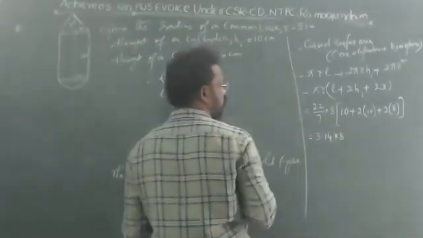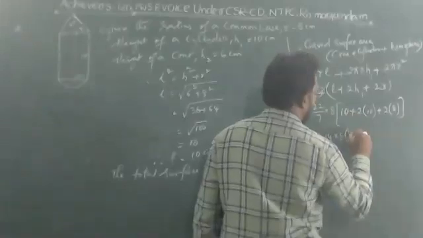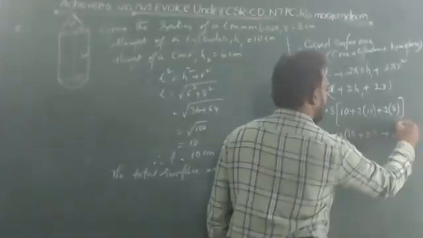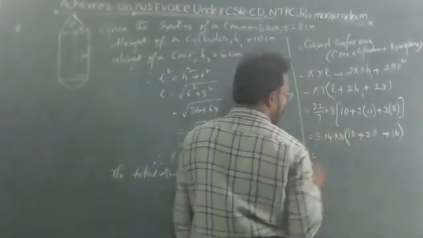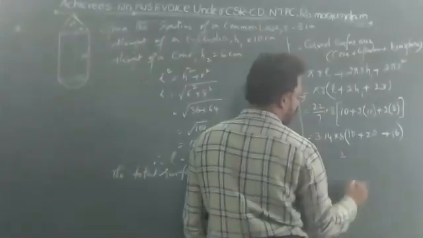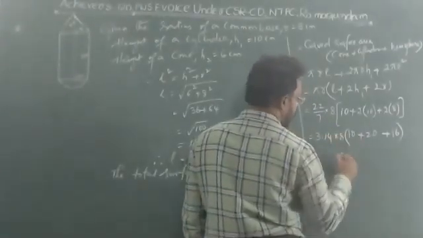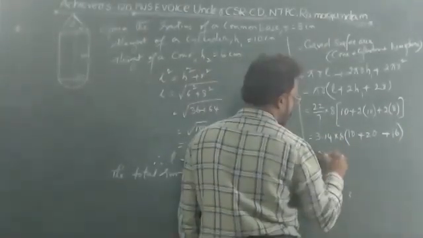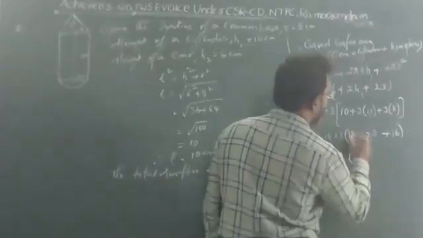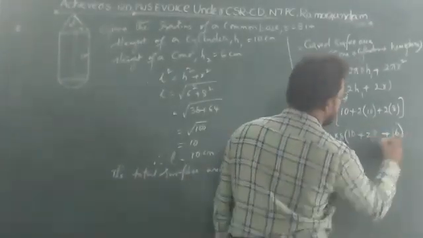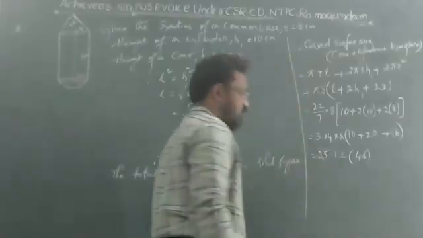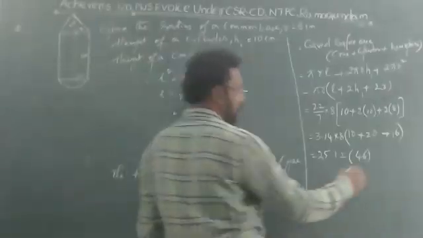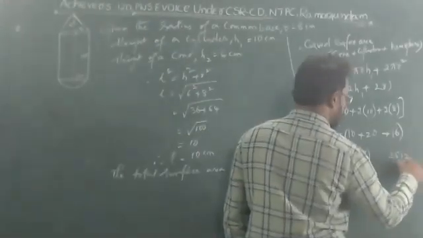So 3.14 into 8 into 10 plus 2 10s are 20 plus 2 8s are 16. Now 8 4s are 32. 3 left. 8 1s are 8 plus 3 is 11, 1. 8 3s are 24 plus 1 is 25. 10 plus 20 is 30. 30 plus this one is 46. Now multiply the 25.12 into 46. Let us see here. 2512 into 46.